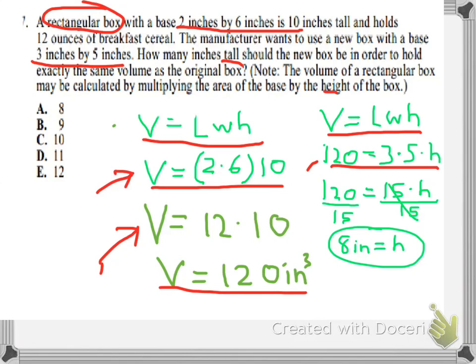120 is from this. So 120 is equal to 3 times 5 times h. That would be 120 equals 15 times h. Then we cross out the 15, and we get 8 inches as our height. So the correct answer is A.